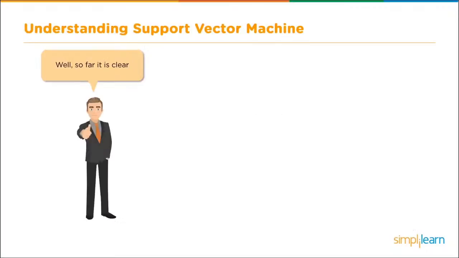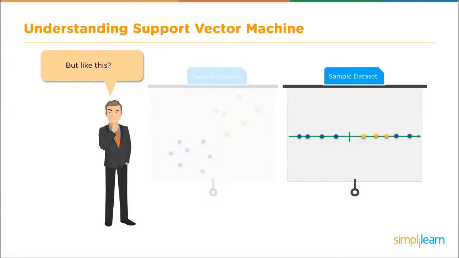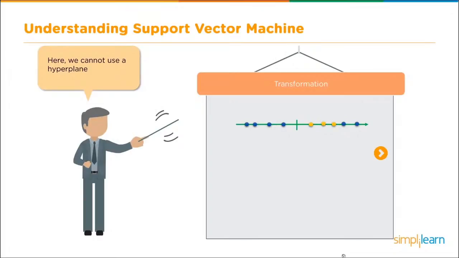So far so clear, but a question should be coming up. We have our sample data set, but instead of looking like this, what if it looked like this, where we have two sets of data, but one of them occurs in the middle of another set? You can see here where we have the blue and the yellow, and then blue again on the other side of our data line. In this data set, we can't use a hyperplane.